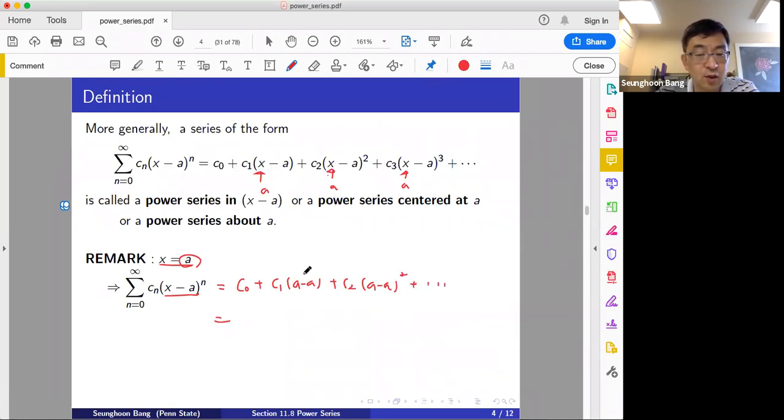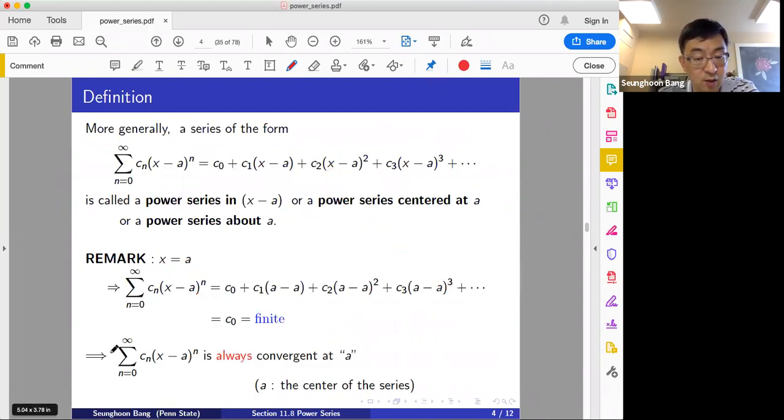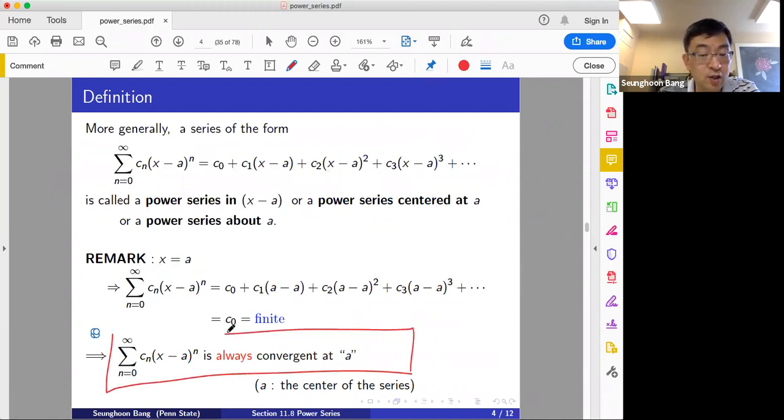So what happens? a minus a is 0, (a minus a) squared is 0, only c0 remains. c0 is a finite number. What does it mean? The summation is a finite number, so the series is convergent, right? So we have one good result: the series is always convergent at a. We call a the center of the series. The power series is always convergent at a. It's always true.